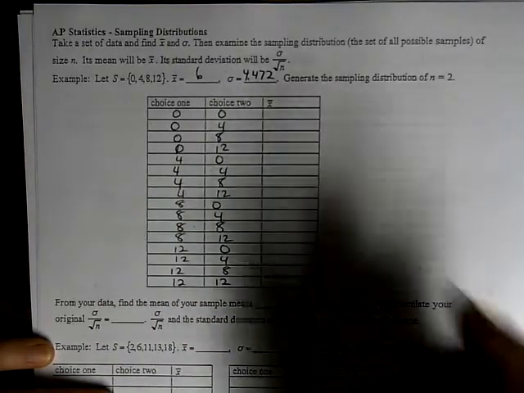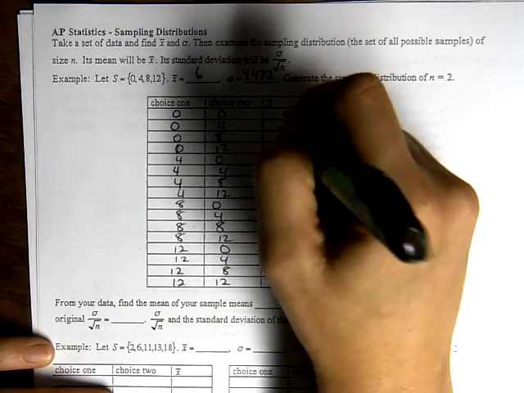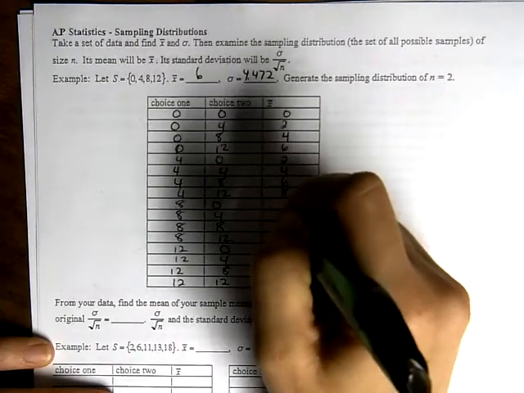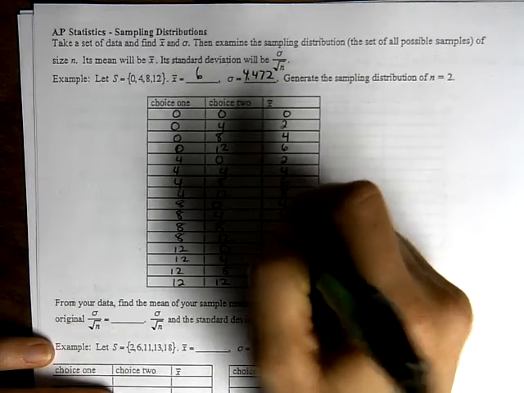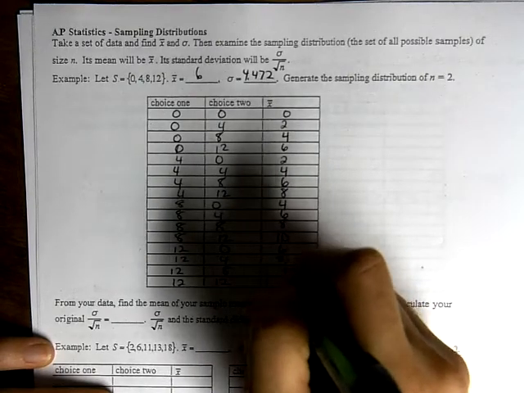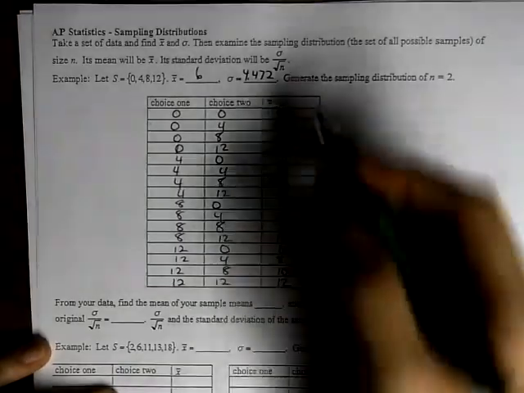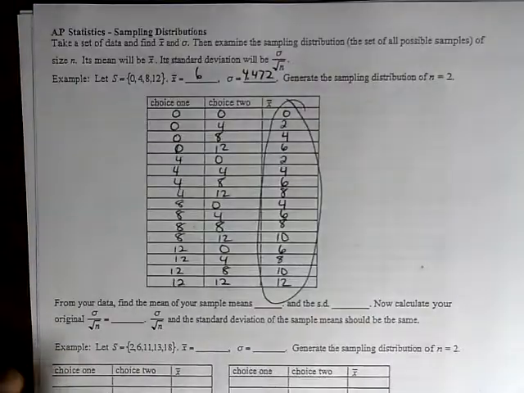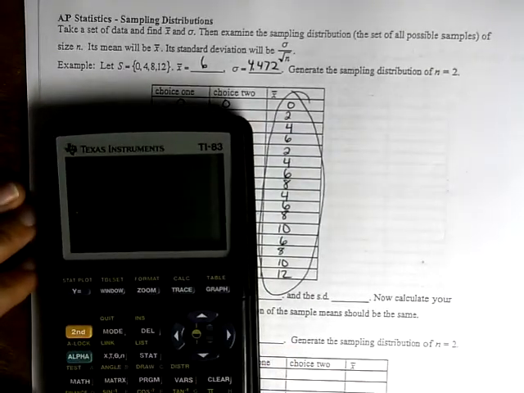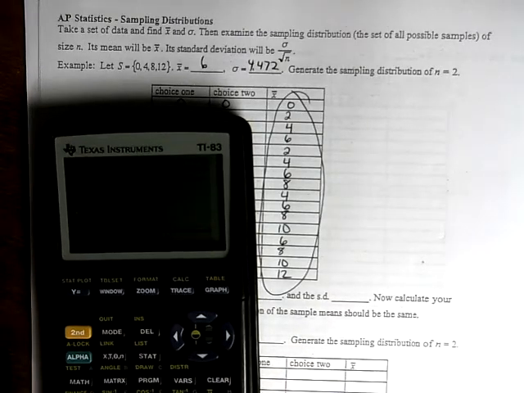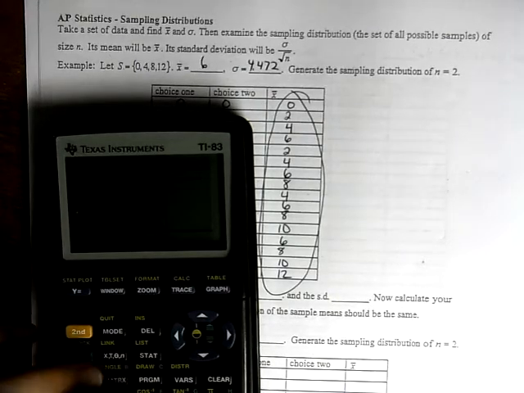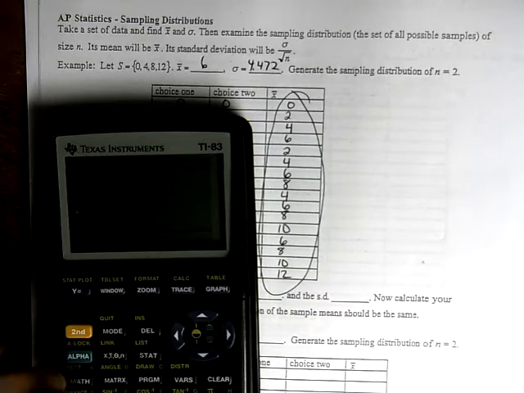So then when I go to find the mean, I have 0, 2, 4, 6, 2, 4, 6, 8, 4, 6, 8, 10, 6, 8, 10, 12. So this is my sampling distribution of size 2. Now, if I put that in my calculator, because that's my sampling distribution of size 2, I'm going to go into list 1, put all of those numbers in. You'll see what ends up happening to the mean and the standard deviation.